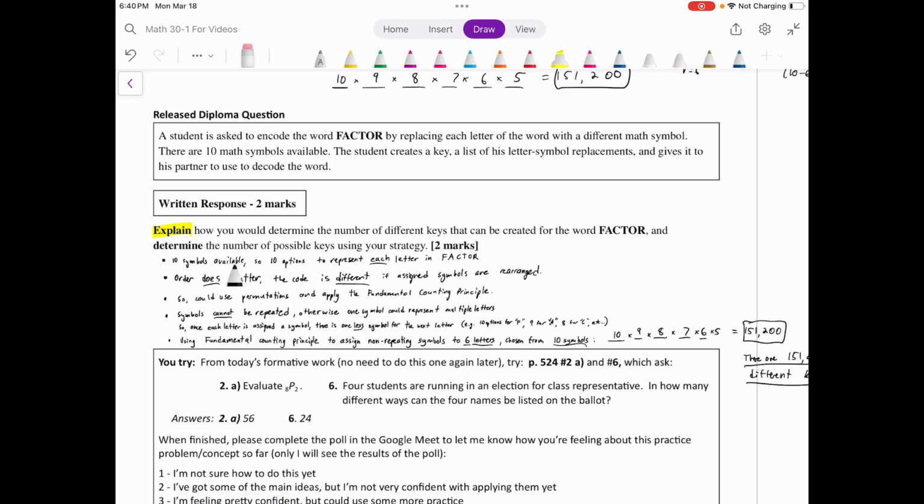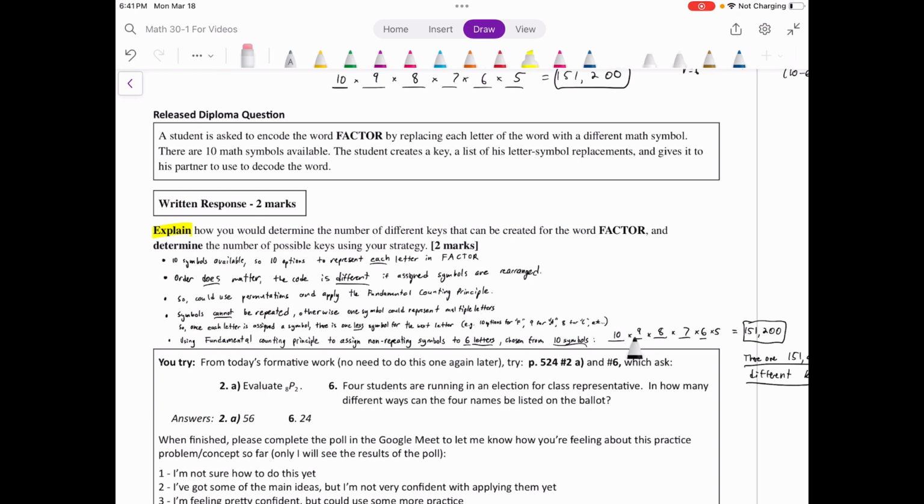10 symbols available, so 10 options to represent each letter and factor. The order does matter. That's why we're using a permutation and not a combination, right? Why does the order matter? The code is different if assigned symbols are rearranged. So use permutations, apply the fundamental counting principle, right? Symbols cannot be repeated, otherwise one symbol could represent multiple letters.